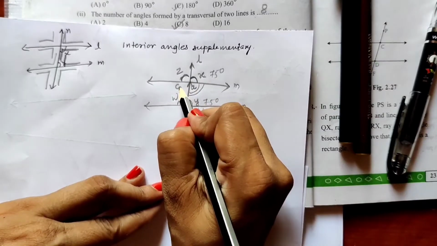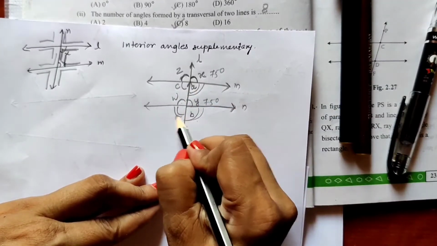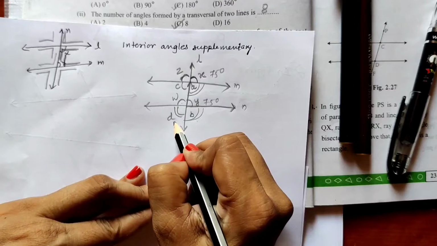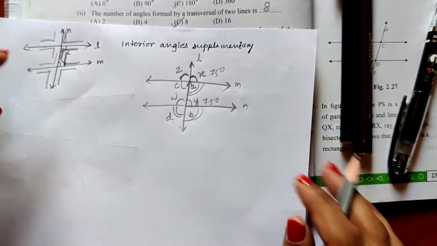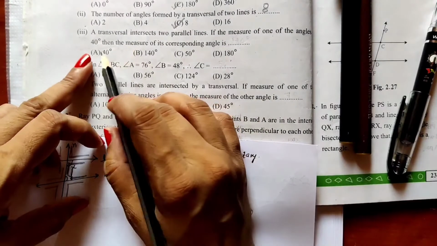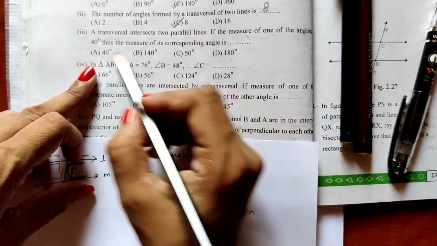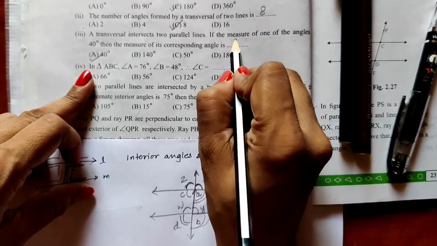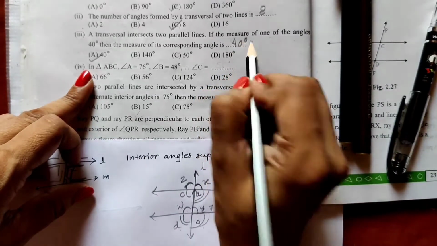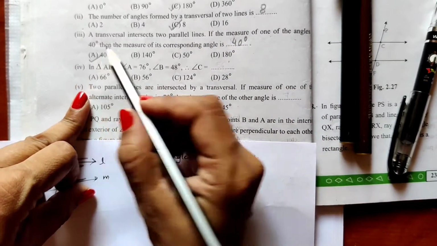If this is angle C and this is angle D, then C and D will be congruent. So corresponding angles are congruent. Now here one of the angle measures is given as 40 degrees, so its corresponding angle will also be 40 degrees. So the correct option is 40 degrees, option number A.